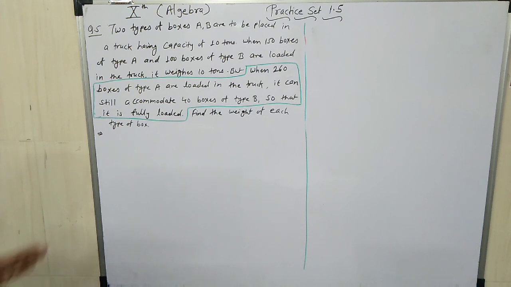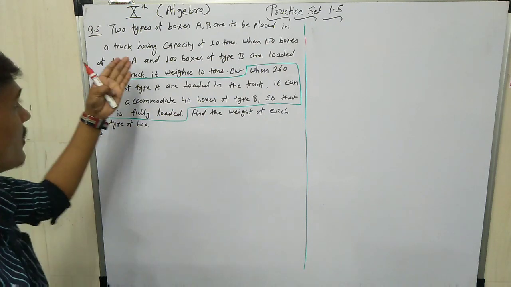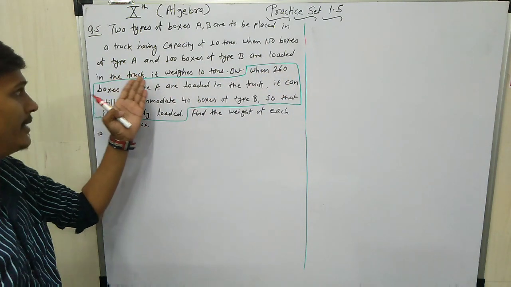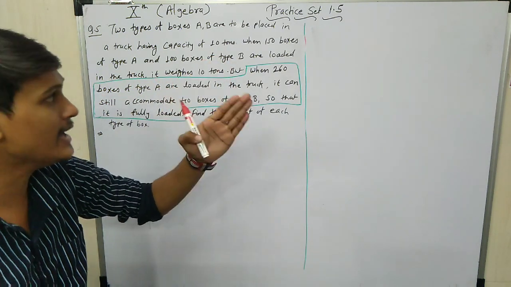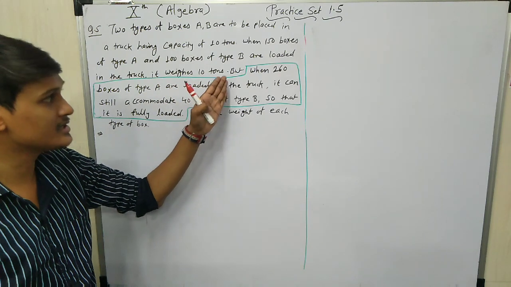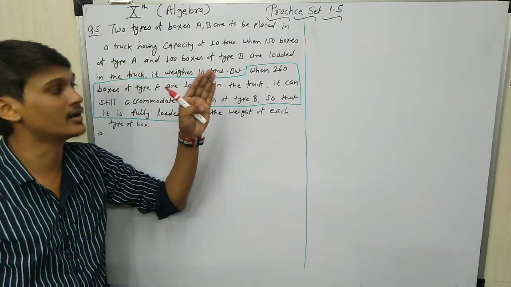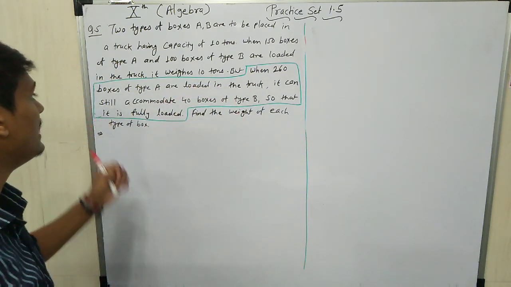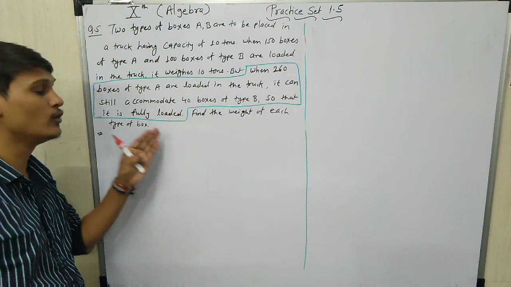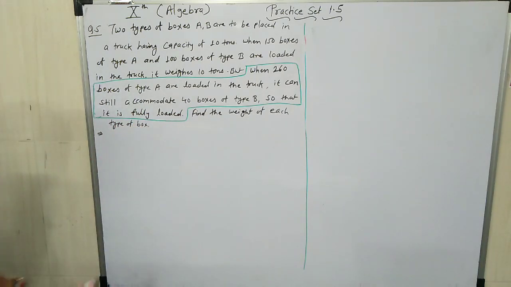Now question number 5. Two types of boxes A and B are to be placed in a truck having a capacity of 10 tons. When 150 boxes of type A and 100 boxes of type B are loaded in the truck, it weighs 10 tons. But when 260 boxes of type A are loaded in the truck, it can still accommodate 40 boxes of type B so that it is fully loaded. Find the weight of each type of box.